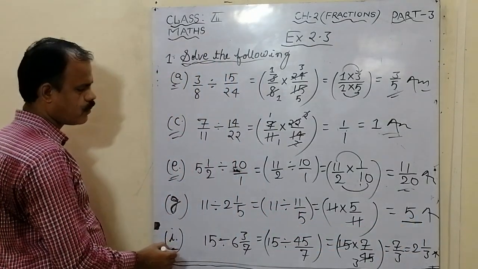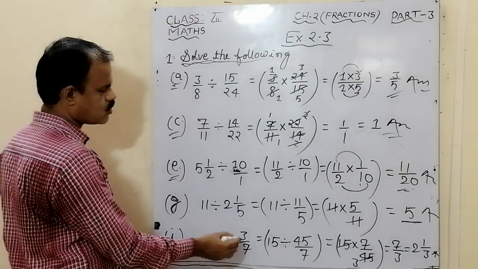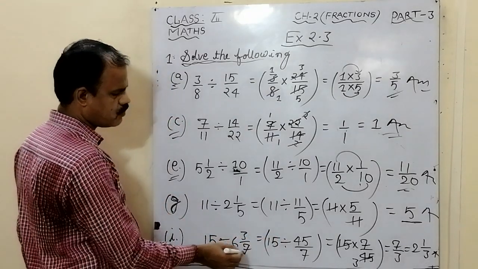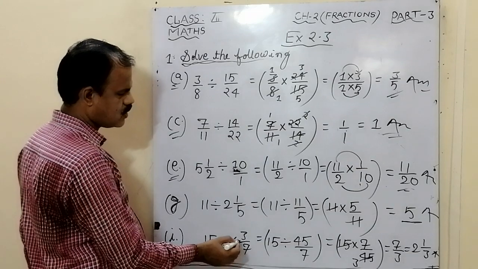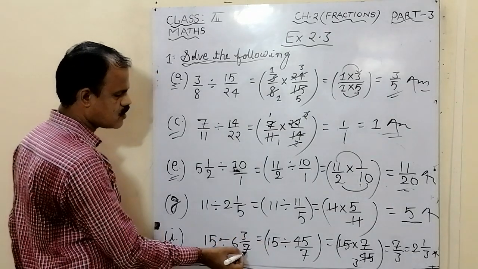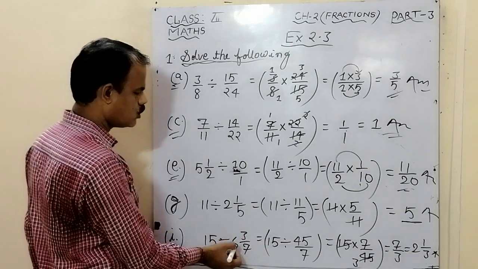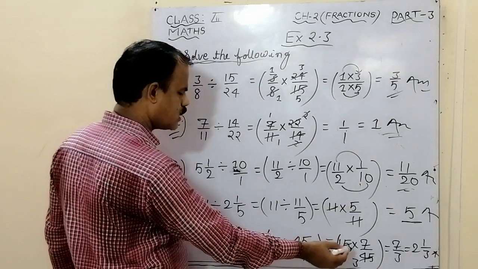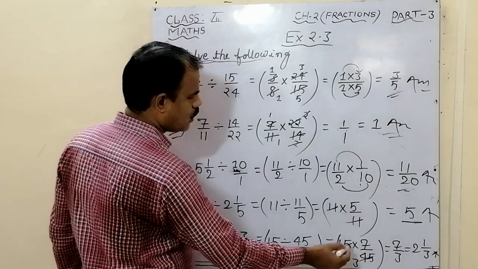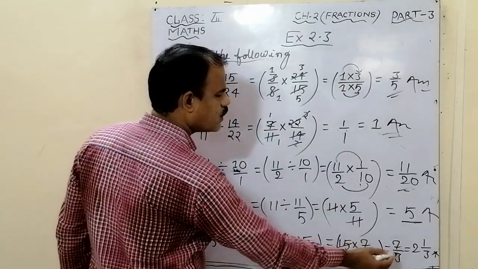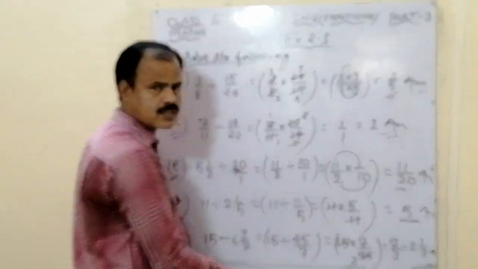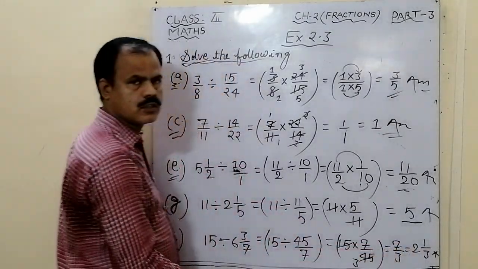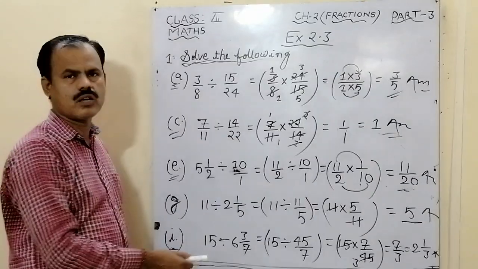Last part, I part: 15 divided by 6 whole 3 by 7. So we write here 15 divided by, and this is a mixed fraction, so we change it into an improper fraction. 7 sixes are 42 plus 3, 45 by 7. So it becomes 15 multiplied by 7 by 45. 15 threes are 45. 7 by 3. This is an improper fraction. We change it into a mixed fraction, so it becomes 2 whole 1 by 3. In this way you have to solve the remaining parts.